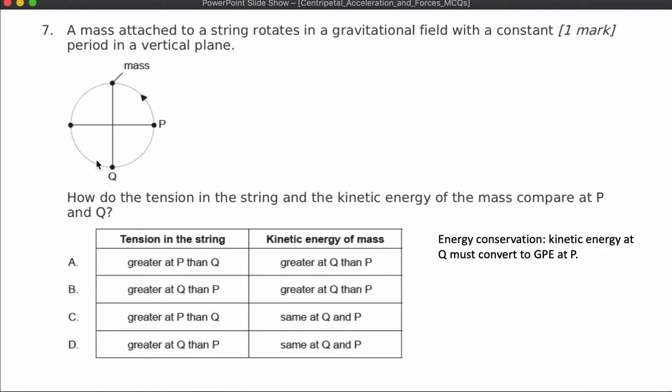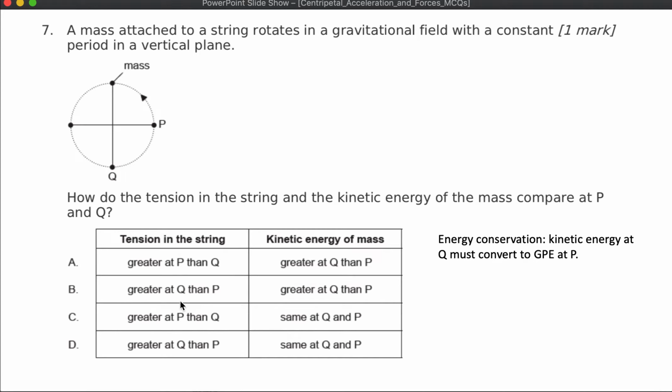Firstly, when we are rotating in this vertical plane, we've got to think about our energy conservation. At the bottom, we have lower potential energy than in the middle or at the top. Low potential energy means high kinetic energy. In other words, the kinetic energy at Q must be greater than the kinetic energy at P. Therefore, we're looking at either A and B.